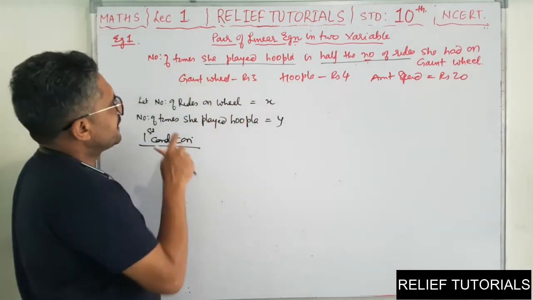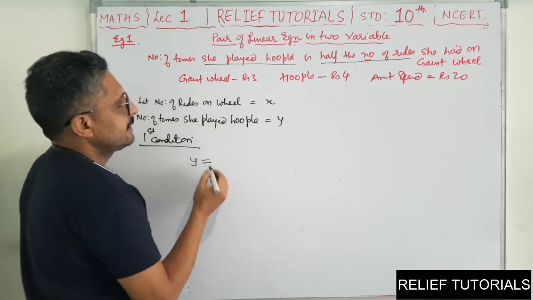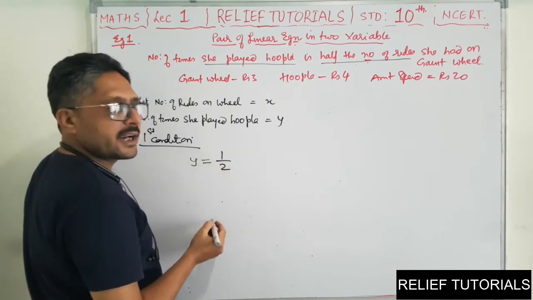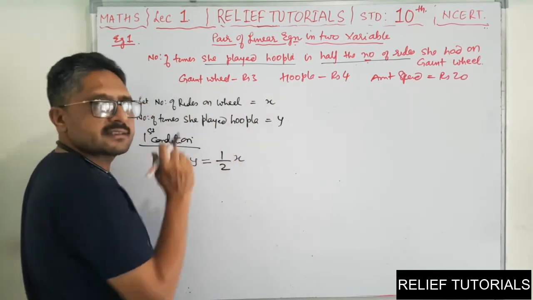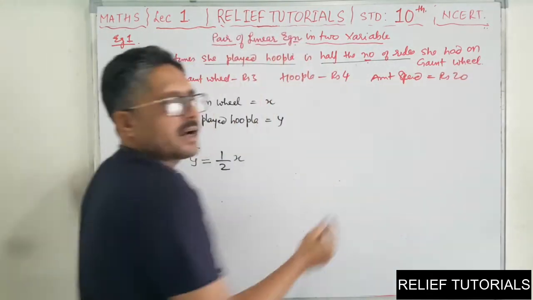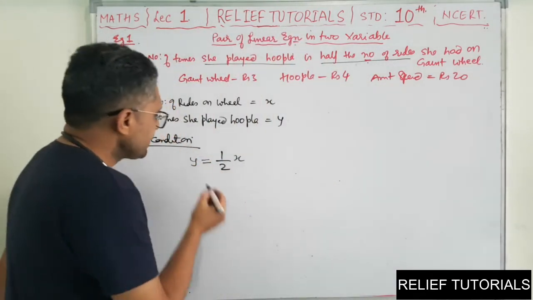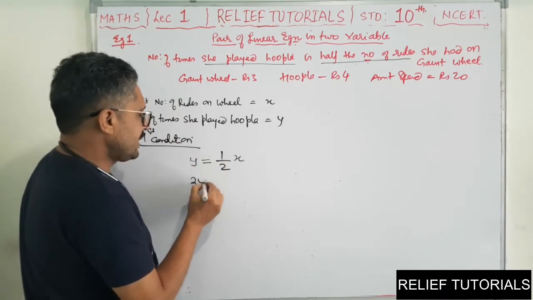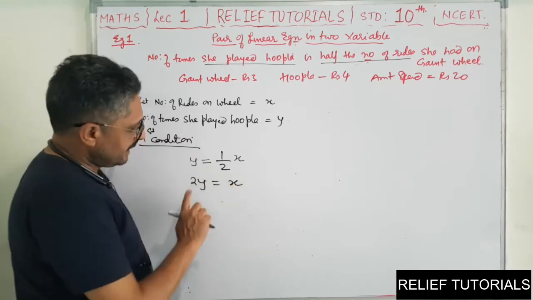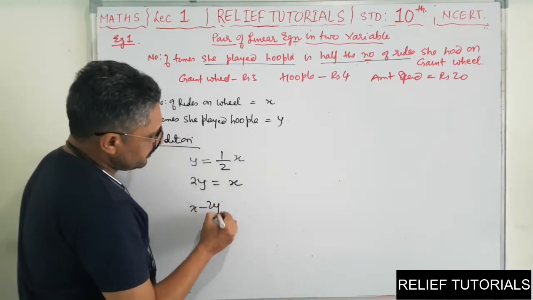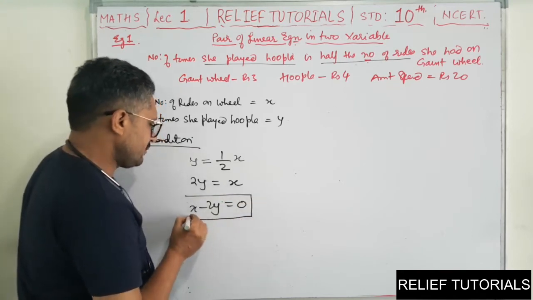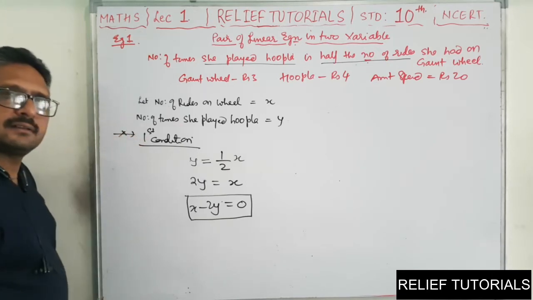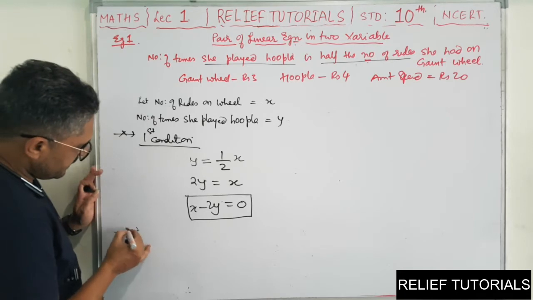The number of times she played hoopla is y. Half the number of rides she had on the giant wheel. The rides she had on the giant wheel is x. So just convert this language part into symbols. So y is equal to x by 2; this 2 will go here, so 2y is equal to x. Now 2y you take there, so x minus 2y is equal to 0. So we got one equation. Have you got it? This is the first condition. Clear? Now, second condition.